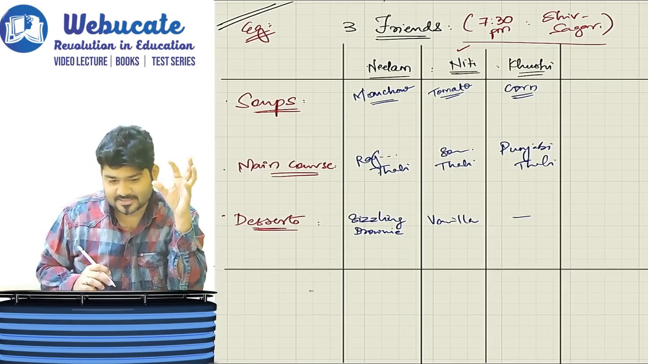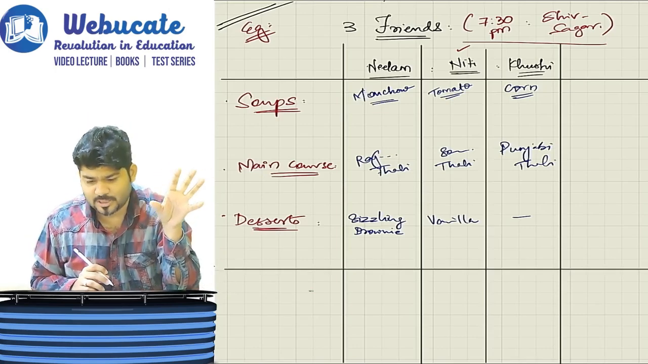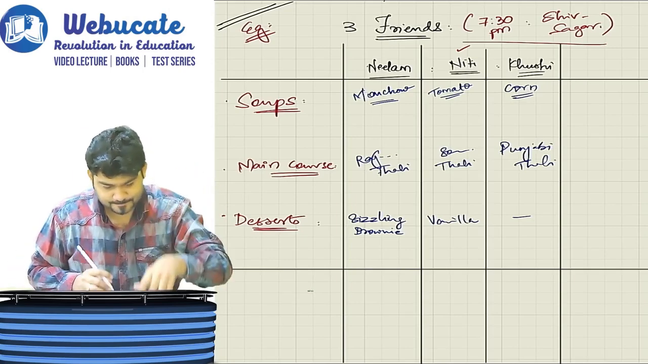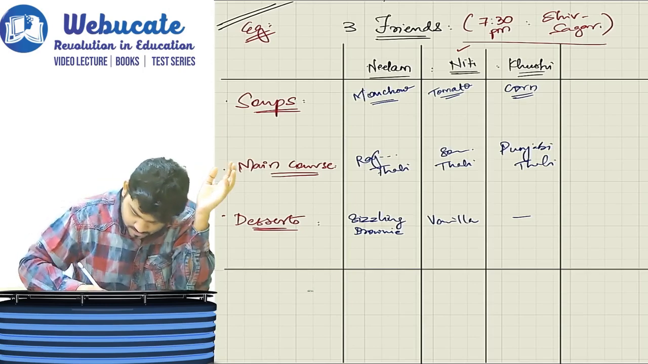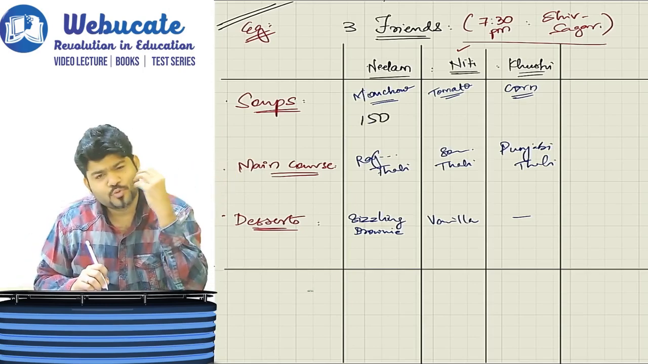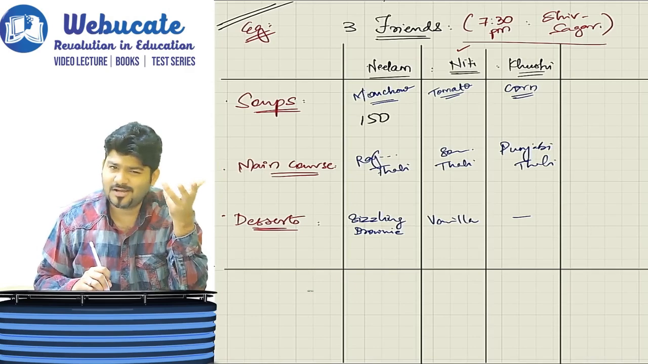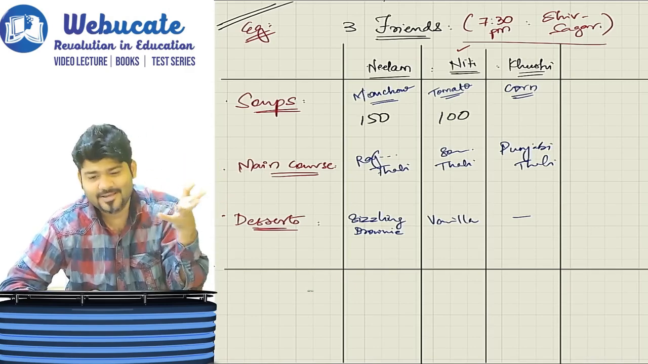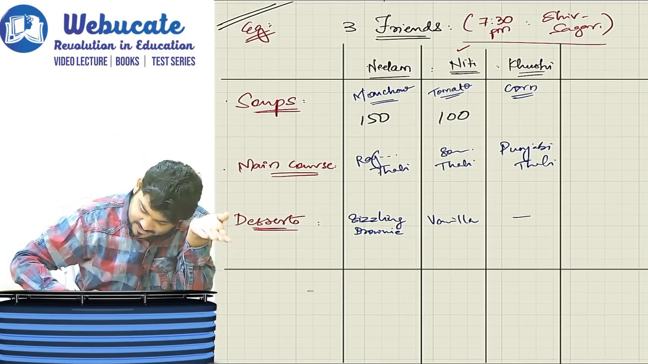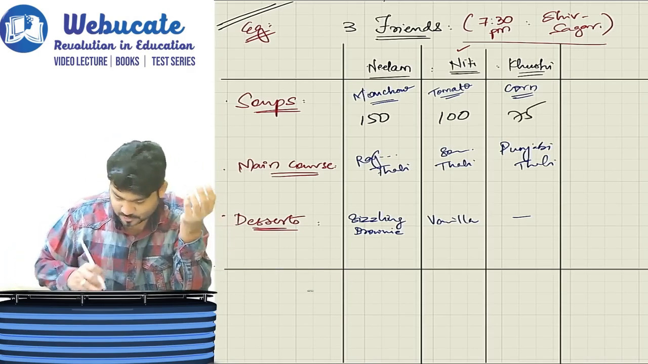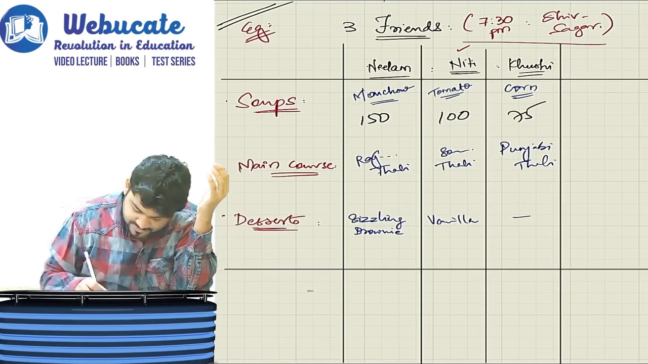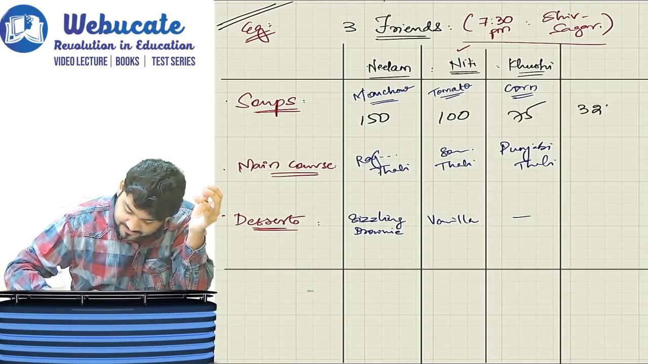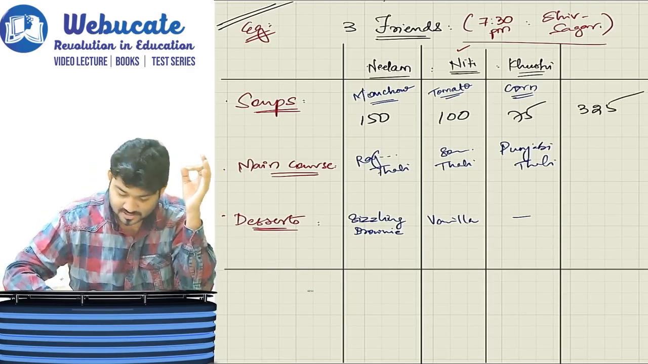So the waiter is calculating. Manchow soup. How much would a manchow soup cost? Around 150 or so. Correct. Tomato soup would be how much? Around 100. And corn soup has nothing for it to be charged higher. So I think, can I say it will be 75? So please do the totals and tell me. So 150 plus 100, 250 plus 75 is 325. 325 is the total.